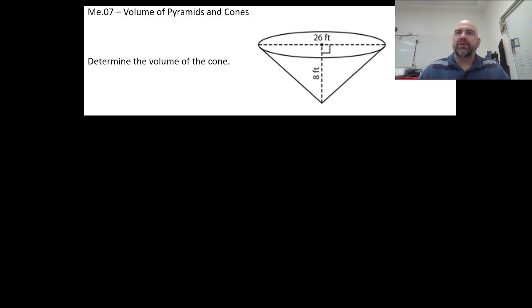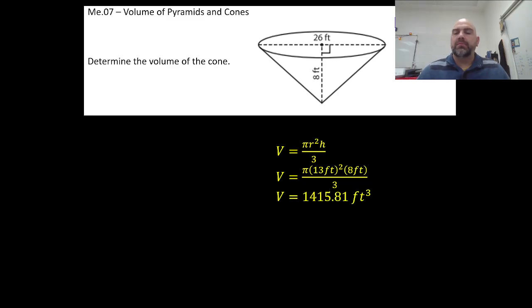All right. Let's come up with our answer here. Our formula, pi r squared h divided by 3. We are given a height of 8 feet. We are given a diameter of 26 feet, which means that we have to divide that by 2 in order to come up with our radius. So plug that in, divided by 2, there you go, 13. So we have a radius of 13, hopefully you caught that. And we have 8 as our height. Put that all in and you should get about 1,415.81 cubic feet. Don't forget the cubic feet there at the end.